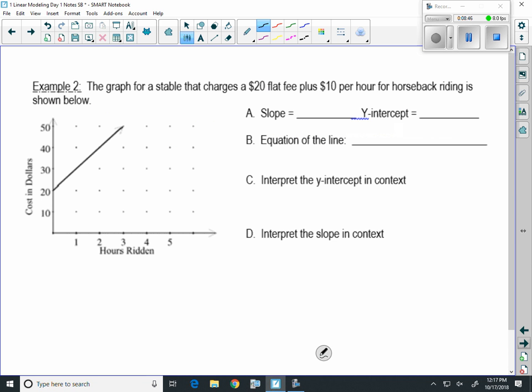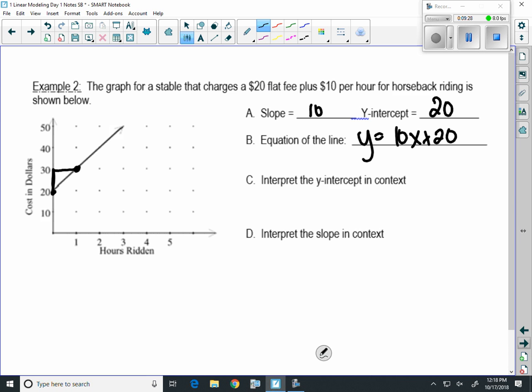All right, here we go. Example 2. Okay, y-intercept is always easy to pick out. What's the y-intercept here? 20. Okay, now slope is a little bit more difficult. To find slope, I would use 2 points on my line. What's my rise? 10 and over 1. So 10 over 1 is a slope of 10. Right, equation of the line. Y equals 10x plus 20.